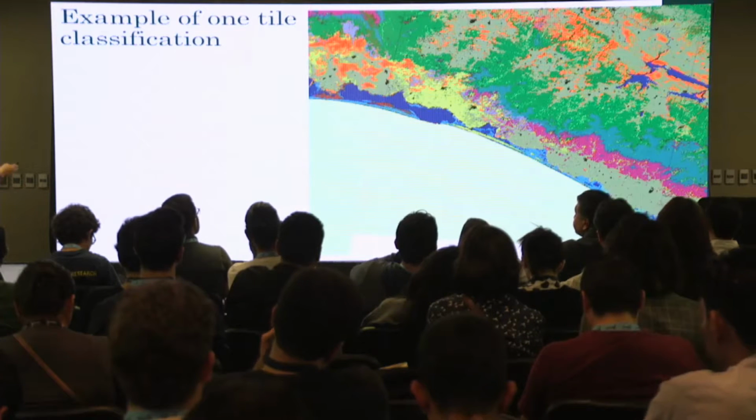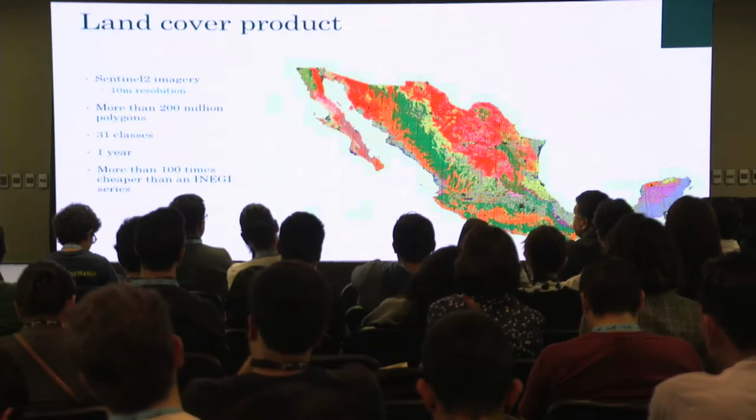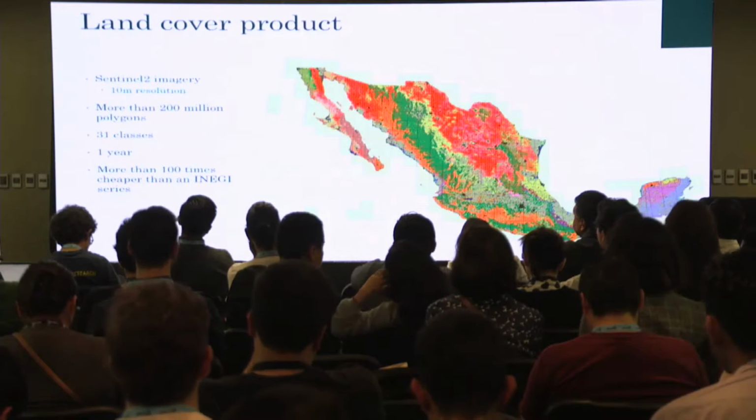This is an example classification, and this is a land cover product we made. This was done with Sentinel-2 imagery of 10 meters resolution, and the whole thing has more than 200 million polygons classified, 31 classes. It represents 1 year, and it's more than 100 times cheaper than an INEGI series. So I think that's really good.